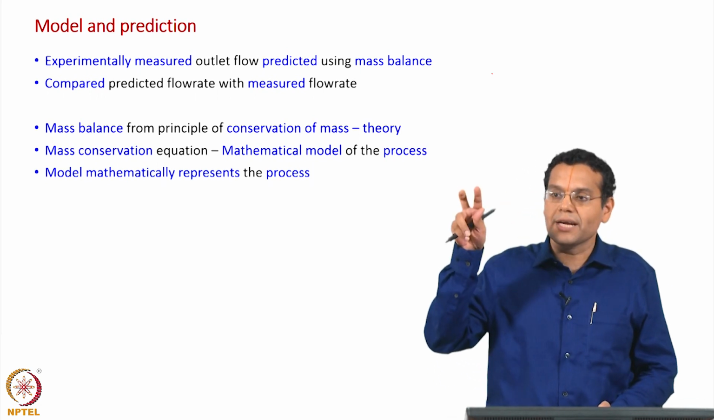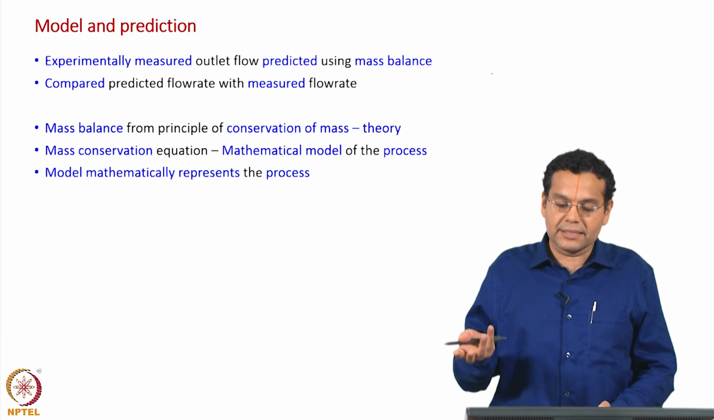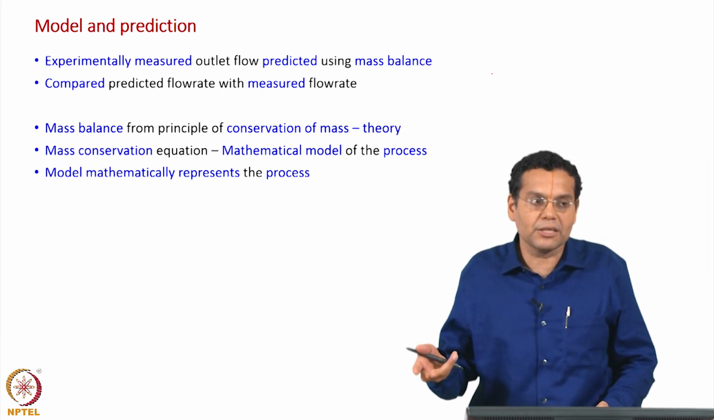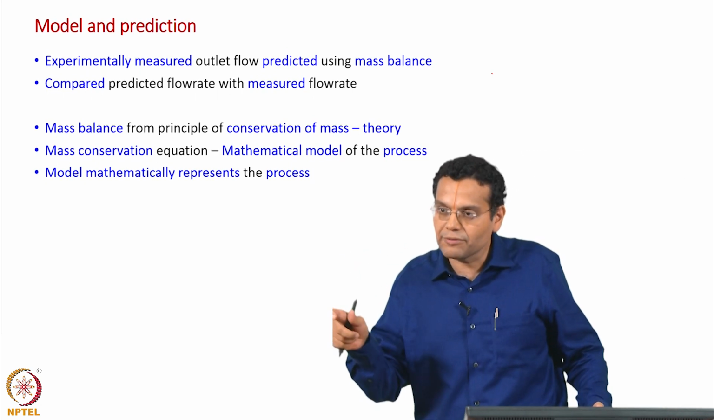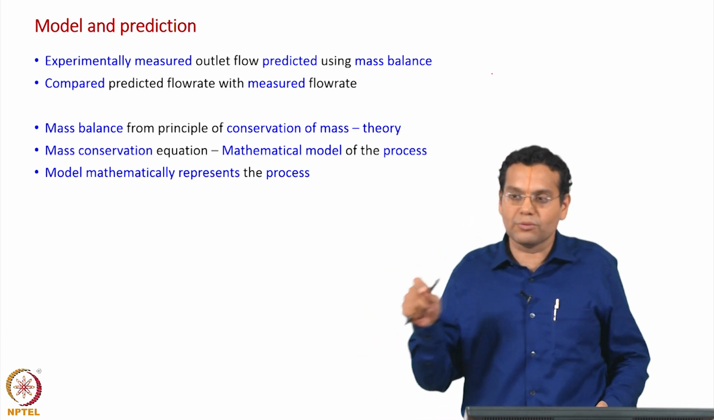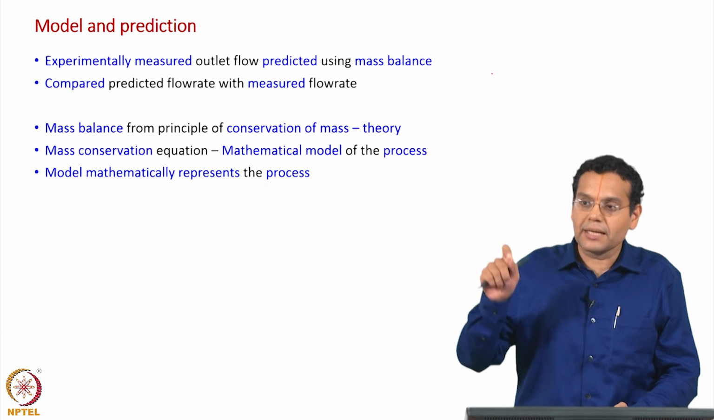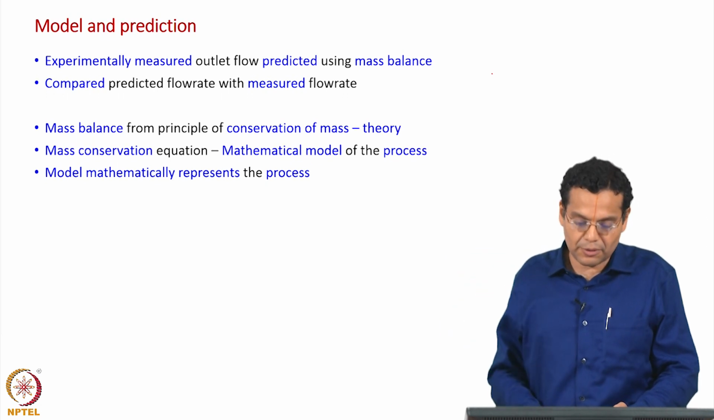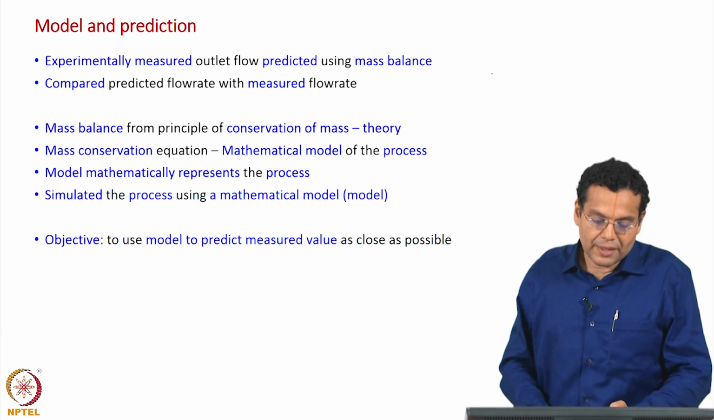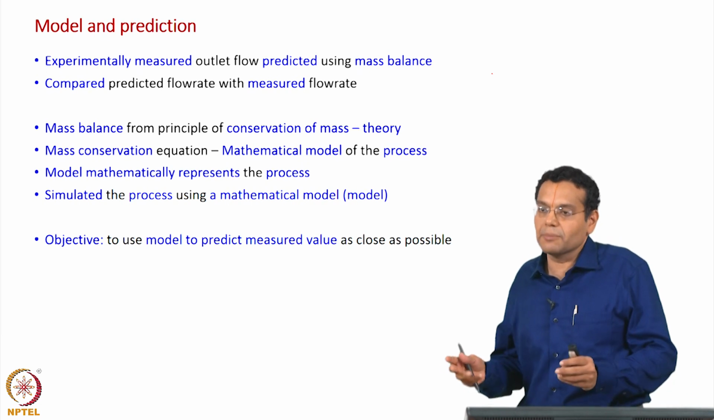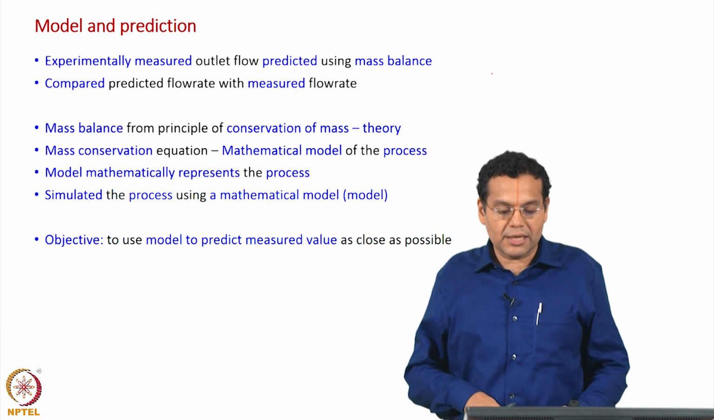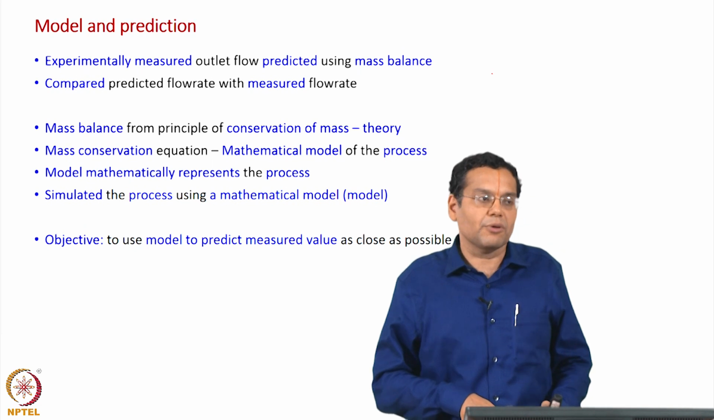This model mathematically mimics the process, or represents the process. Experimentally, we had two flow rates, they got summed up and resulted in an outlet flow rate. Similarly, the equation also sums up both the inlet flow rates and gives you an outlet flow rate. That is why this model mathematically mimics the process, represents the process. Okay. Now, the other way of telling this is we have simulated the process using a mathematical model, in short, model.